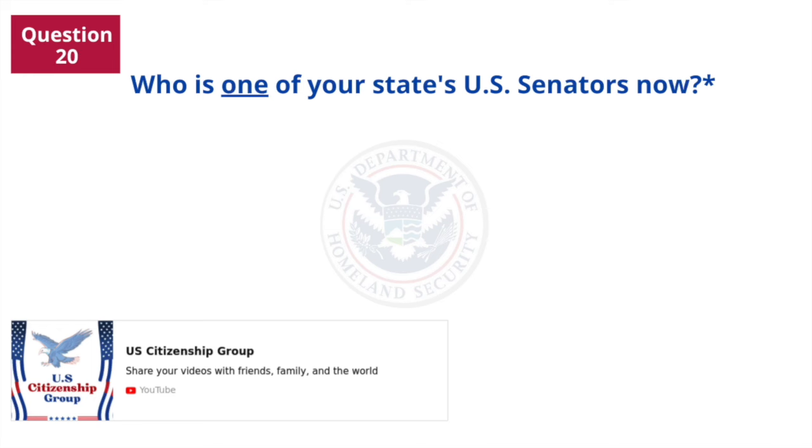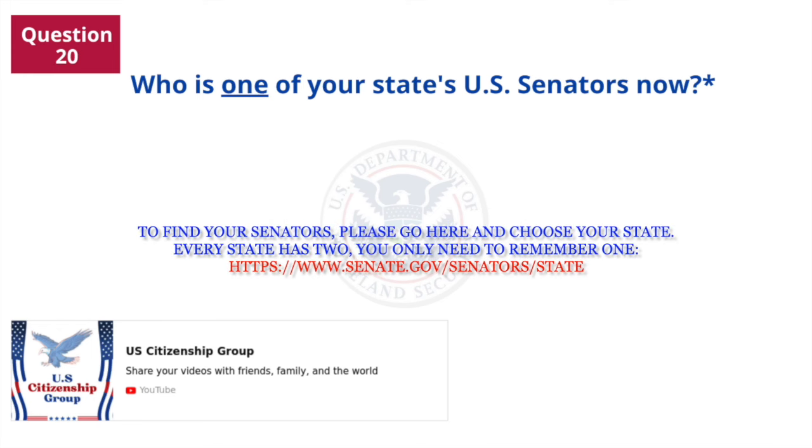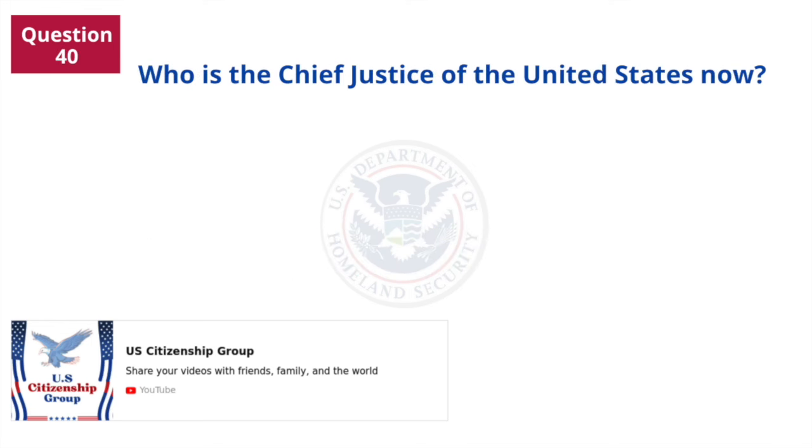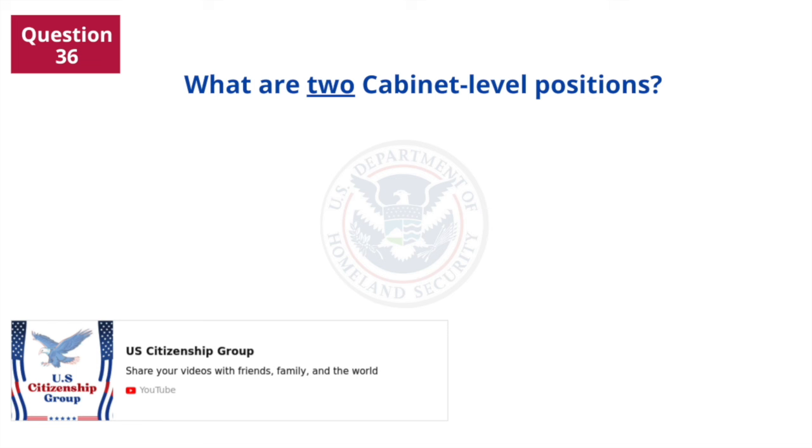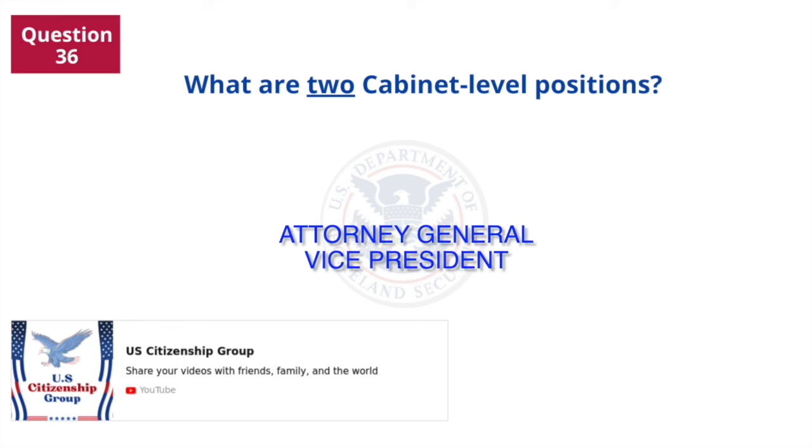Who is one of your state's U.S. senators now? Who is the Chief Justice of the United States now? John Roberts. What are two cabinet-level positions? Attorney General. Vice President.